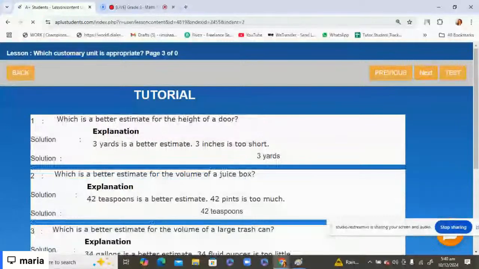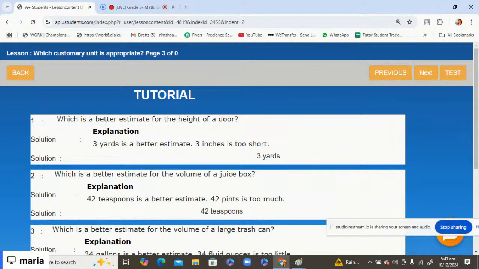What is the better estimate for the height of a door? The height of the door is not too small. It could be measured in feet, but here the two options given are yards or inches. Inches is very small, and yard is big, but it's a better estimate than inches. So we are moving with yards.